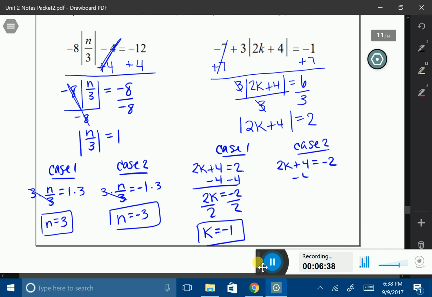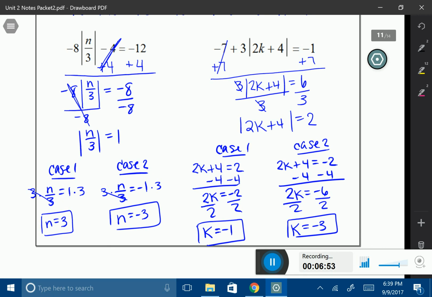And if I go ahead and work out my other side, the other number that will satisfy this absolute value equation will be negative 3. So those are the two numbers that I can substitute in for k to make the left side of the equation equal the right side.